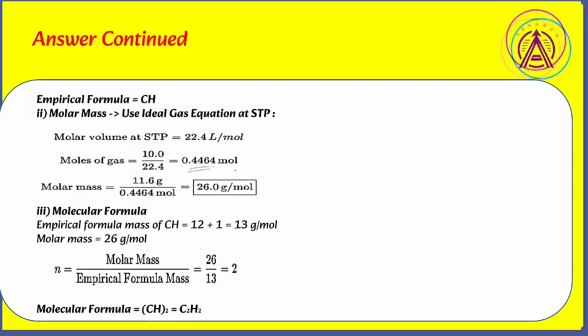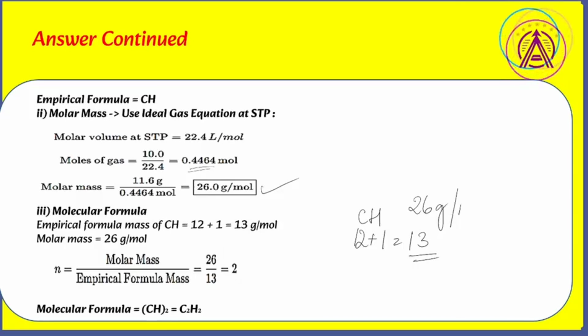So we get 0.4464 moles. Now this is the moles. From moles, how do we calculate the molar mass? We divide the given mass by the number of moles, which gives us a molar mass of nothing but 26 grams per mole. Now since we know our molar mass is 26 grams per mole, let's calculate our empirical mass. We know the empirical formula is CH, mass of carbon is 12, mass of hydrogen is 1, so our empirical mass will be 13. But our molar mass is 26 grams per mole.